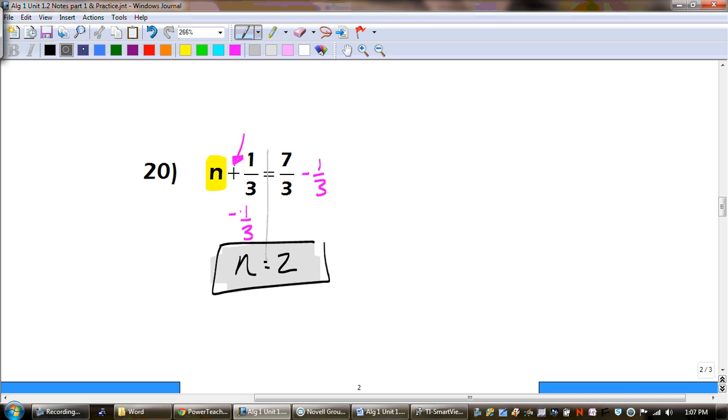Now, off to the side, for those of you who want to do it without a calculator, I'm going to show you how real quick. We already have an LCD, it's the same denominator, so we just subtract across. That's 6/3, and 6/3, if we reduce that, we get 2. Okay?